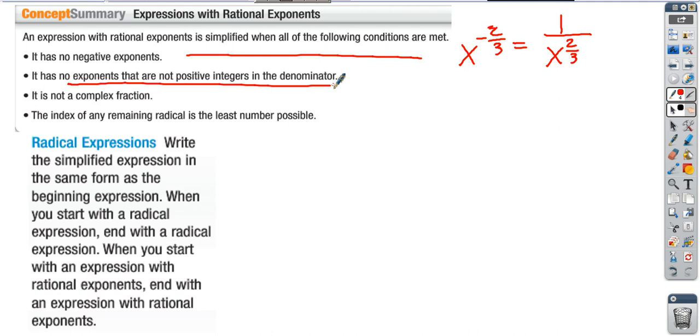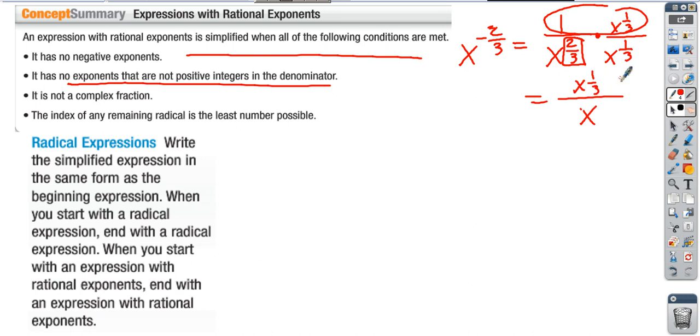It says it has no exponents that are not positive integers. So 2/3 is not an integer. How would we make it an integer? We would need to get this number equal to 1. And what does it take to make 2/3 equal to 1? It takes another 1/3. So now we would have 2/3 plus 1/3, that's 3/3, which is another name for 1. And then this stuff multiplies to that. This is now considered simplified because it meets those first two conditions.